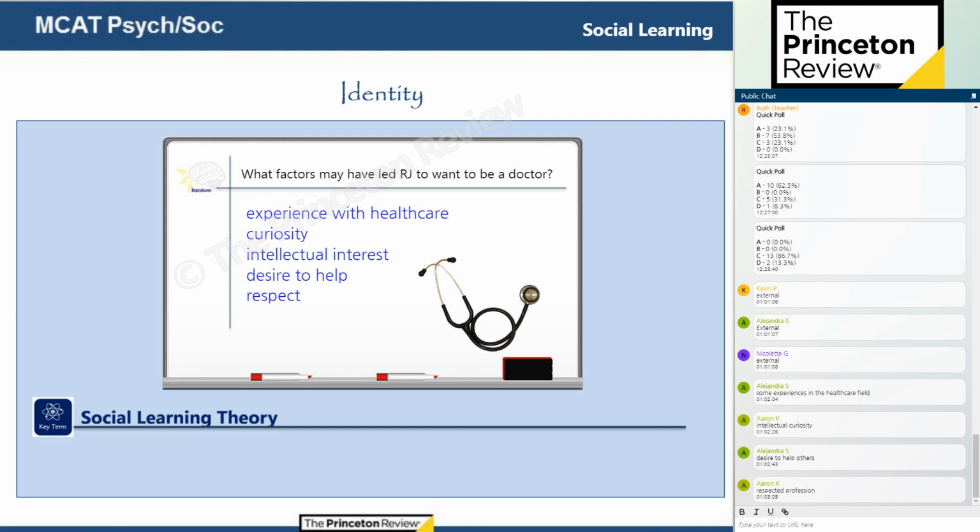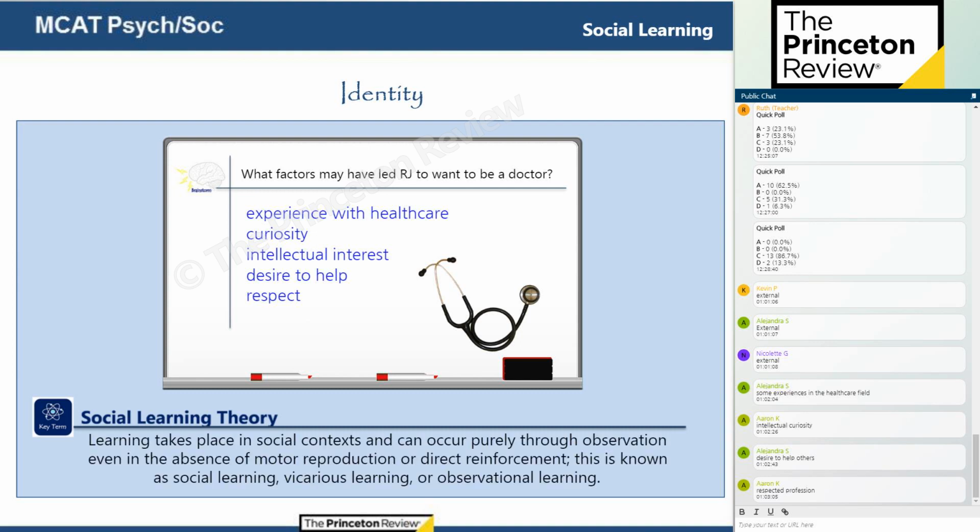Well, social learning theory, all of what we've just talked about occurs in some social context. So social learning theory says that all learning takes place socially and can happen just through observation.